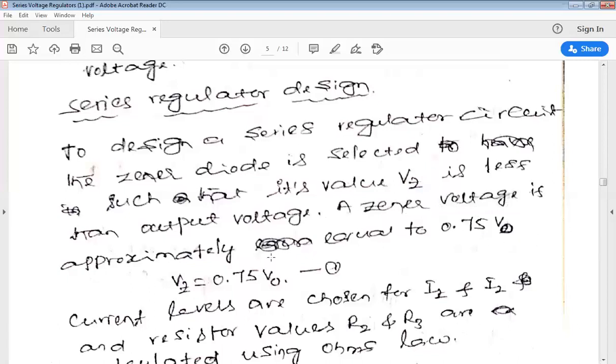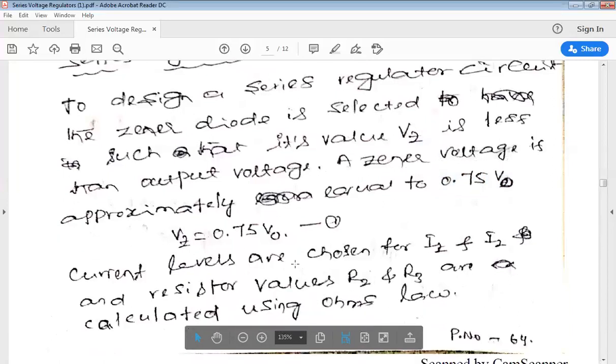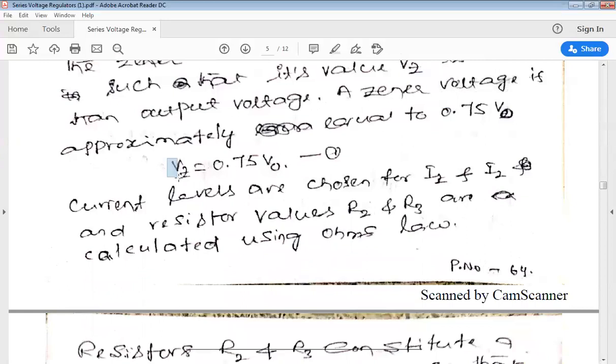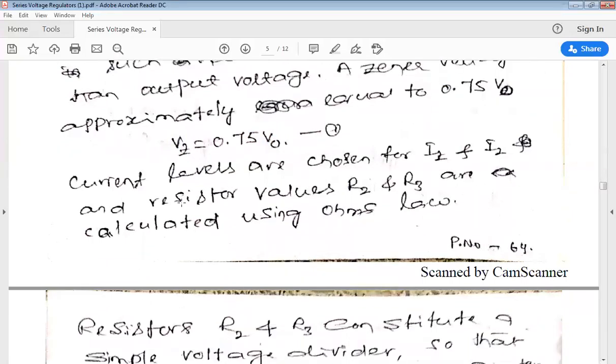The Zener voltage VZ is approximately equal to 0.75 times V naught. That is, 0.75 times V naught is 75% of the output voltage. VZ, the Zener diode voltage, should be 75% of V naught. You have to select depending upon the output voltage. I have to select the Zener diode; this type of Zener diode you have to select, as different Zener diode voltages are available depending upon the specification.